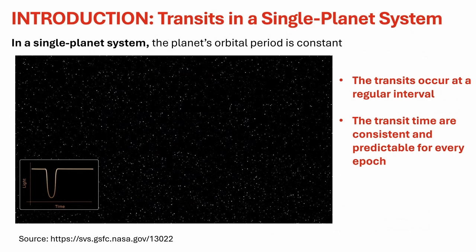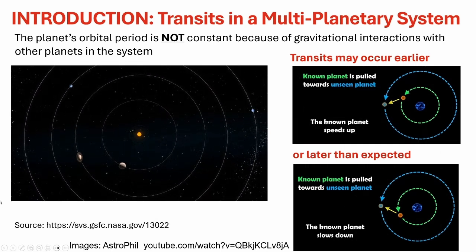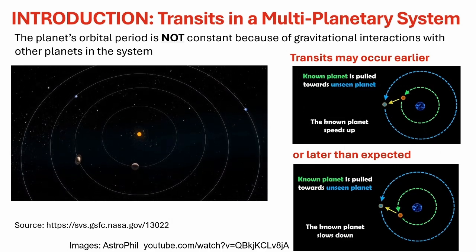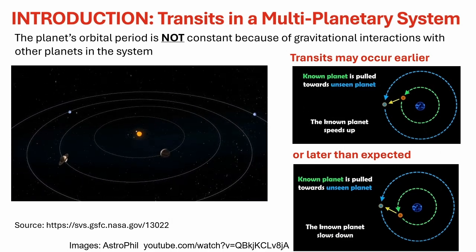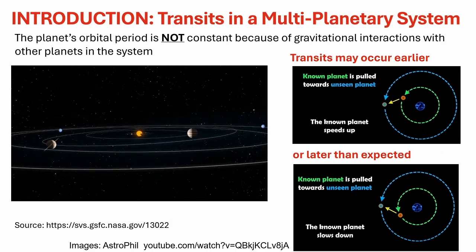But let's say we make it a bit more complicated. What happens if there's multiple planets in the system? Let me play this GIF here. So now you can see there's multiple planets. And now there's not only the gravitational interaction between the star and the planet, but also in between the planets themselves. And this creates shifts in the orbital period.